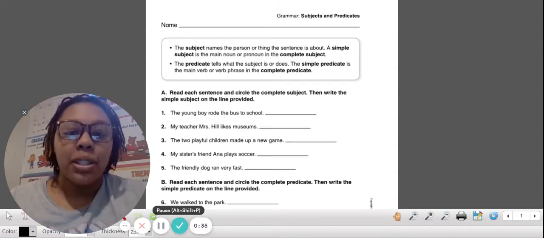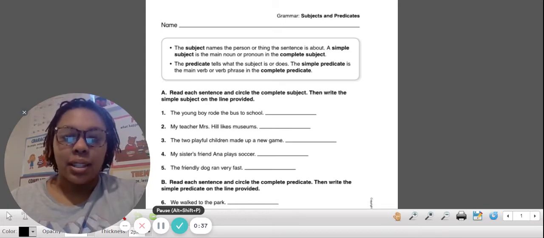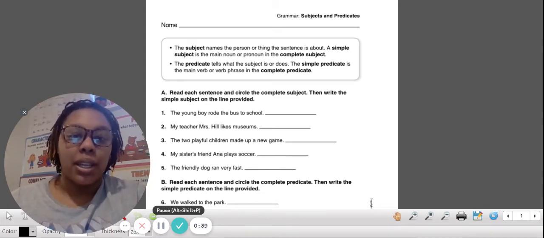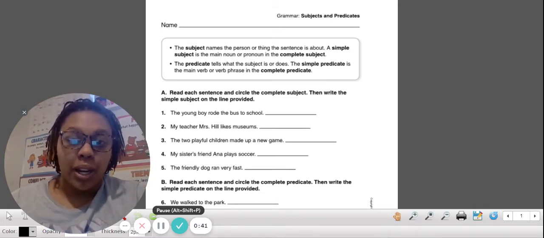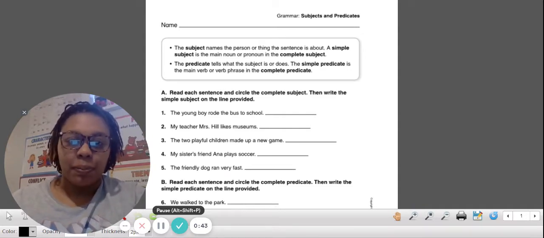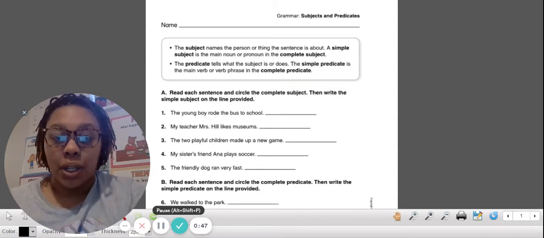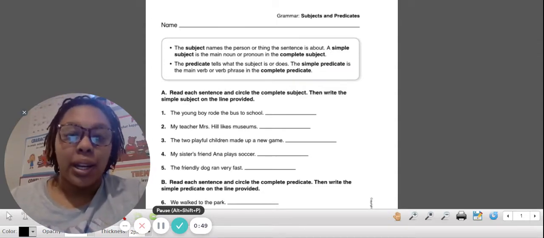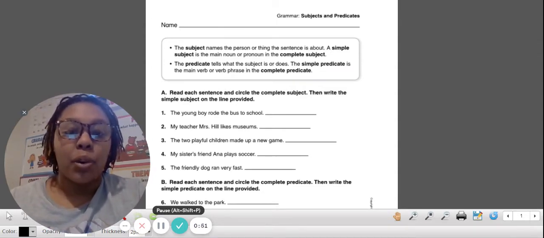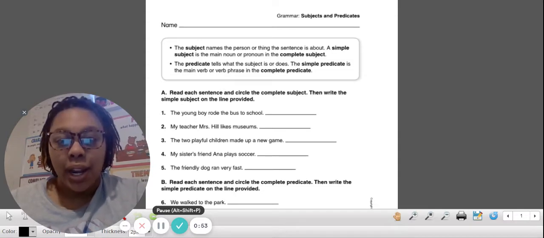The subject names the person or thing the sentence is about. A simple subject is the main noun or pronoun in the complete subject. The predicate tells what the subject is or does. The simple predicate is the main verb or verb phrase in the complete predicate.